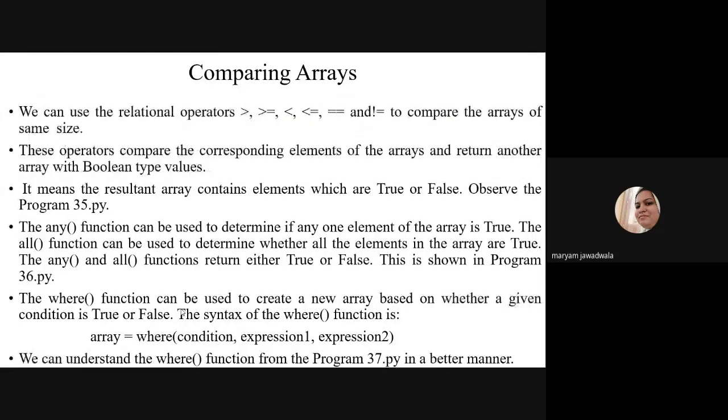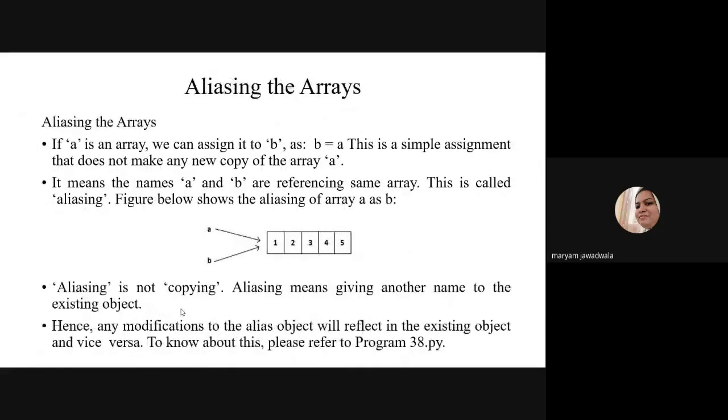The next concept is array aliasing. What do we mean by aliasing an array? Aliasing an array is nothing but, if A is an array, we can assign it to B. Suppose I write B equals A. This assignment operator is nothing but aliasing of the array. The value of A is tagged with B, which means A and B are referencing the same array. This is called aliasing. This figure shows the concept of aliasing.